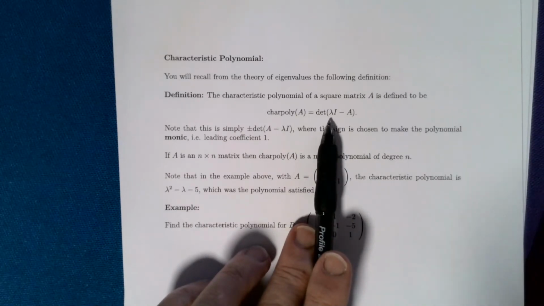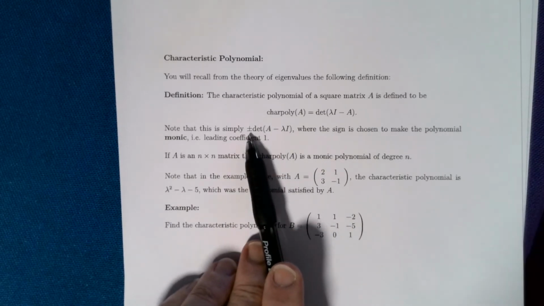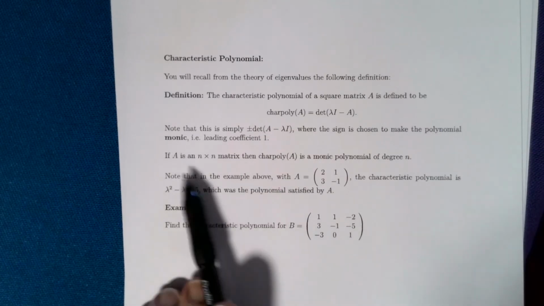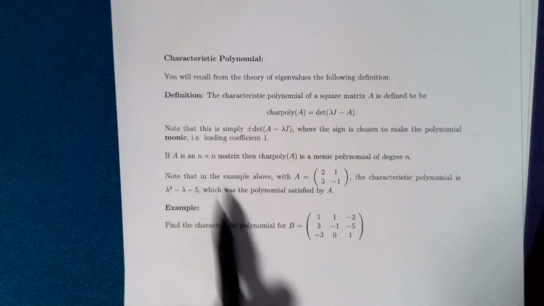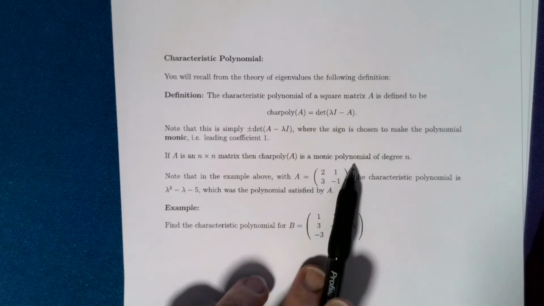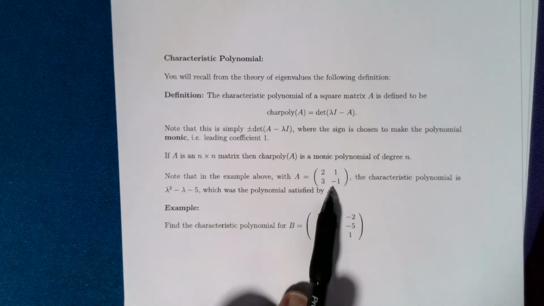So in practice, I generally work out this thing, and then if I'm out by a minus sign, I just whack a minus sign in front of it to get the characteristic polynomial. But by definition, the characteristic polynomial should be monic. So if A is an n by n matrix, then the char poly of A is a monic polynomial of degree n.